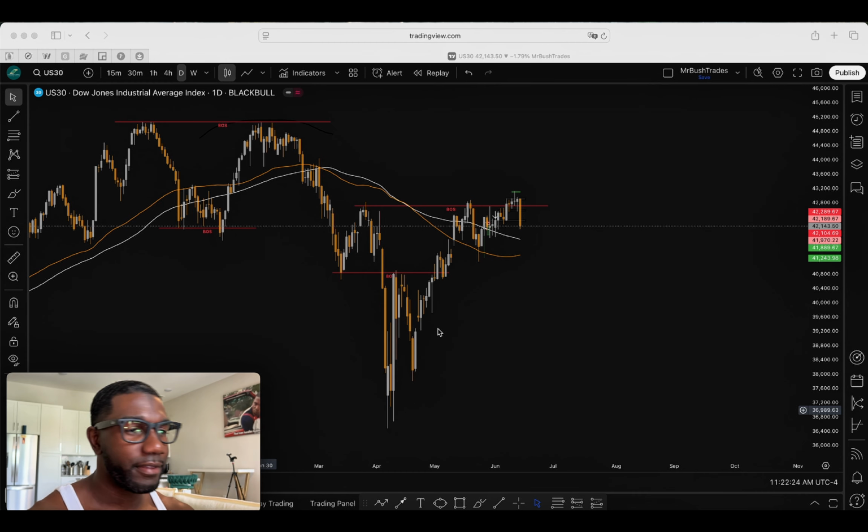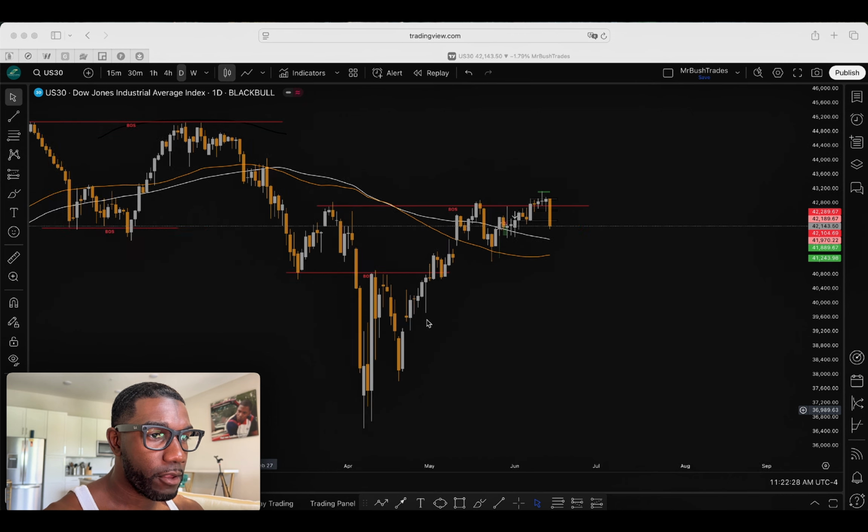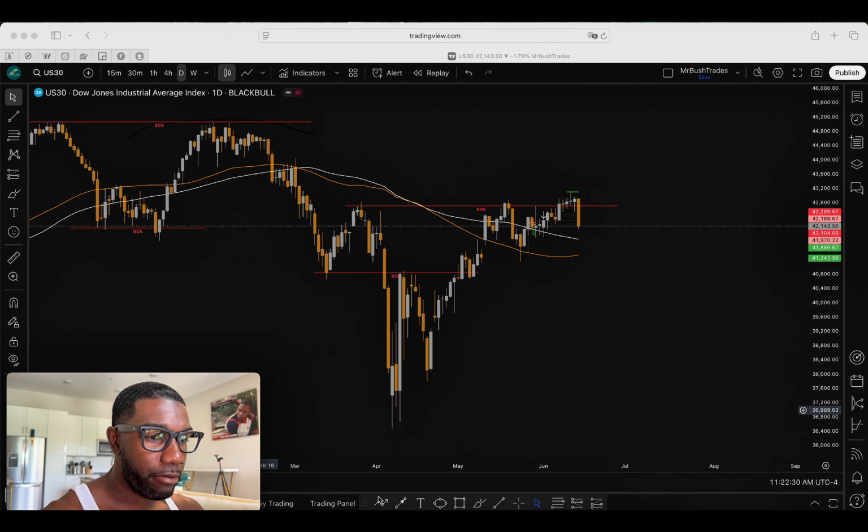Another breakdown. Let's get right into it. Starting on US30 on the daily time frame. So we had price previously in the downtrend.